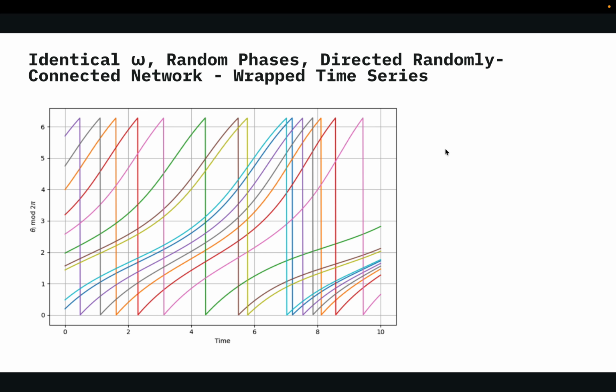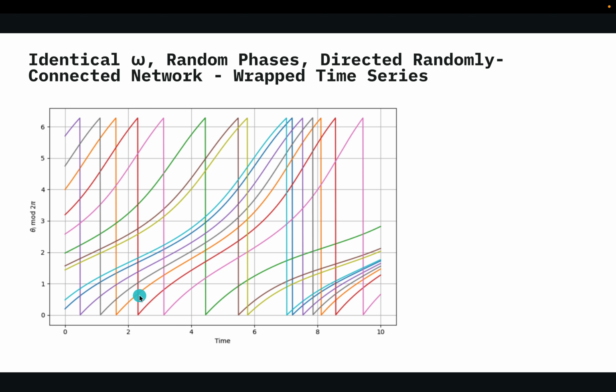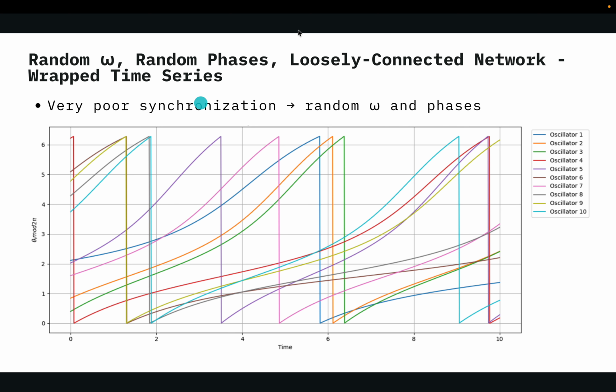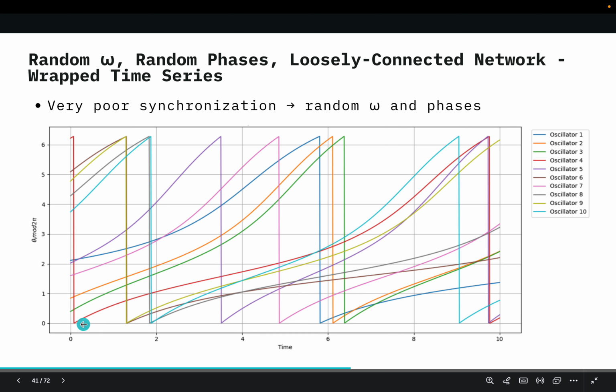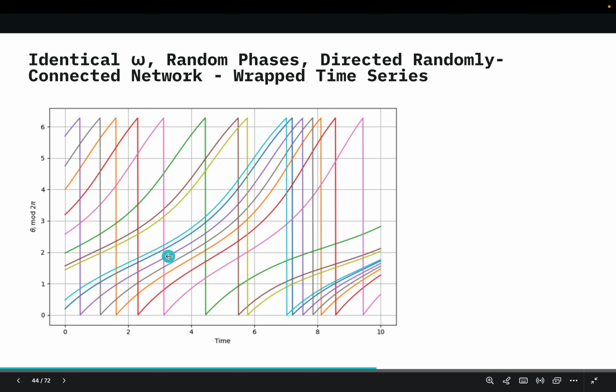Here you have identical omega but random phases this time, and a directed network. So this is the wrapped time series. And over a very long time, this is very important, because it appears very random, but actually, even in a very short time, you see it's not this kind of randomness. Here you see it's absolutely random. You cannot say even that the phase difference is constant. Here, even at short times, this is more or less constant.